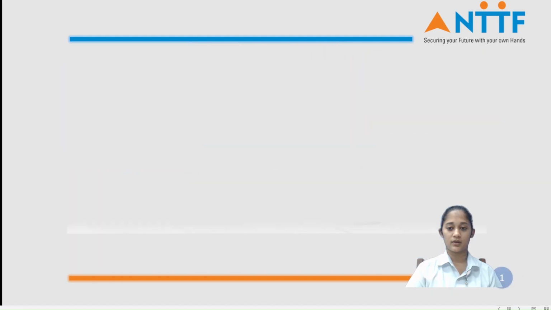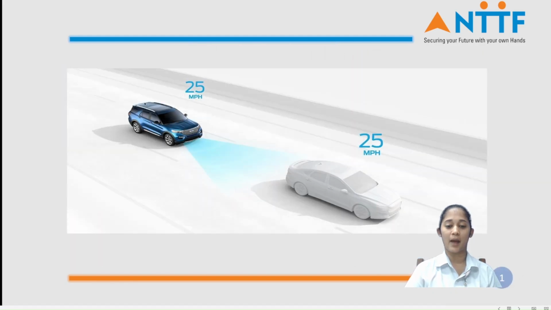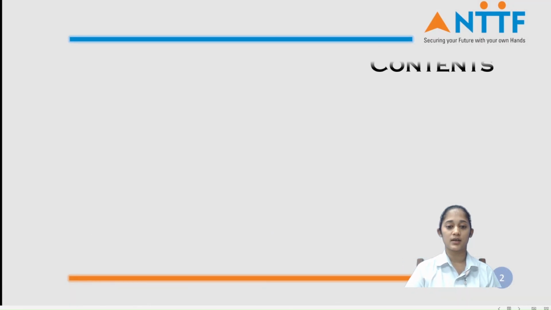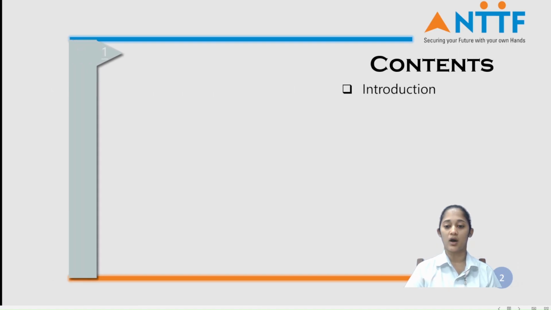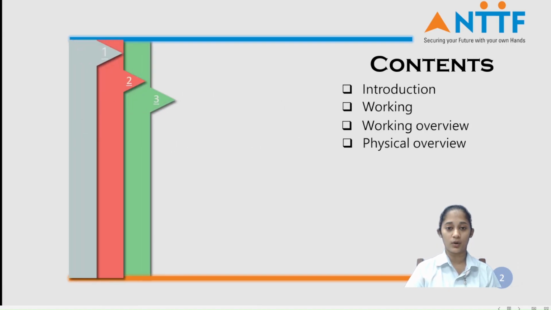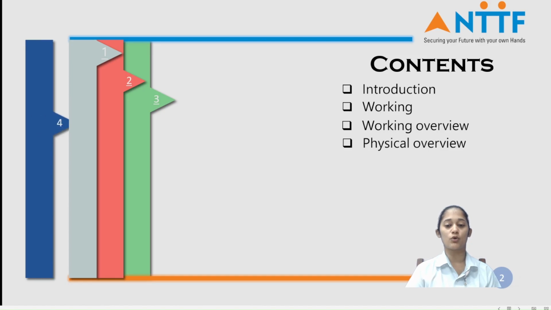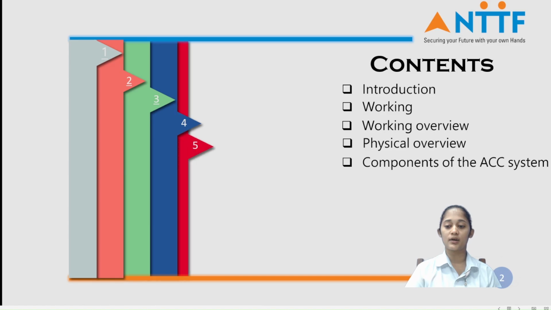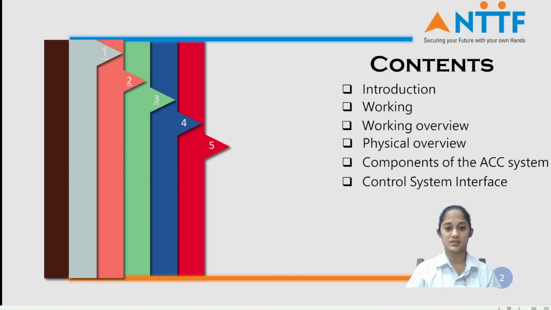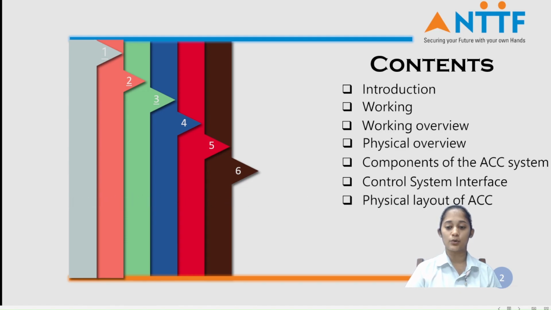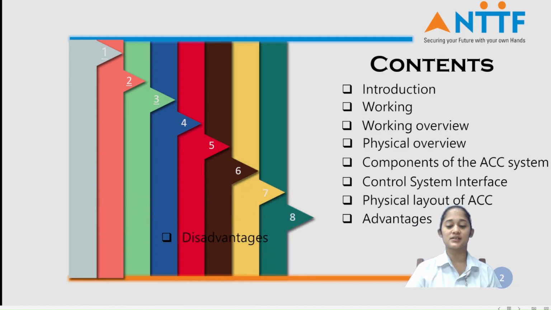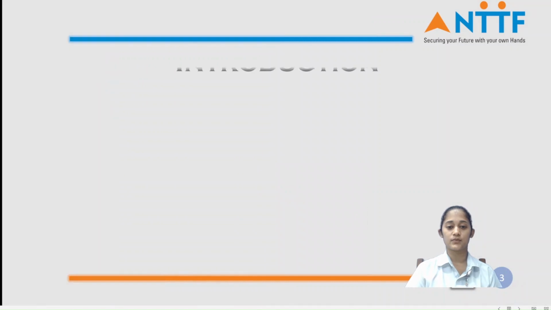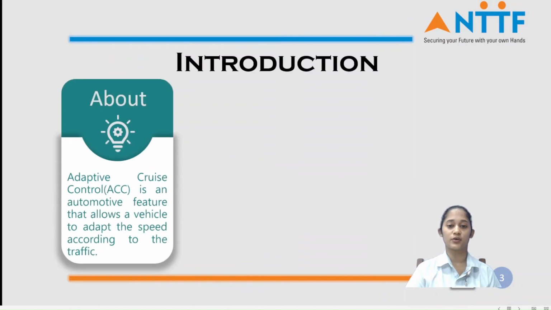Control. So this is the overview of adaptive cruise control and how it works. These are the contents which I'm going to cover. First is the introduction, working overview, physical overview. Next is the components of the ACC system, control system interface, physical layout of ACC, advantages, and disadvantages.